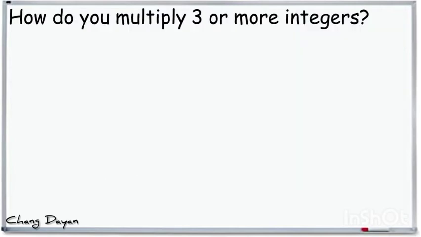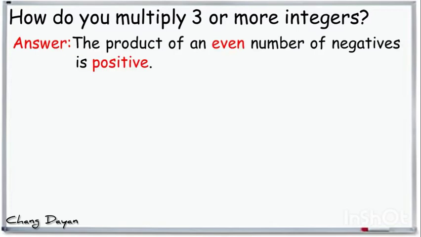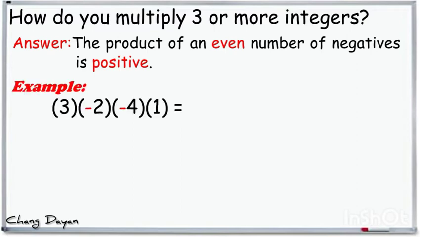Now let's answer this one. How do you multiply 3 or more integers? And we have again a rule for this. The product of an even number of negatives is positive. How will we know that it's positive? For example, we have here 3 times negative 2 times negative 4 times positive 1. The first thing to do is to count negative integer.